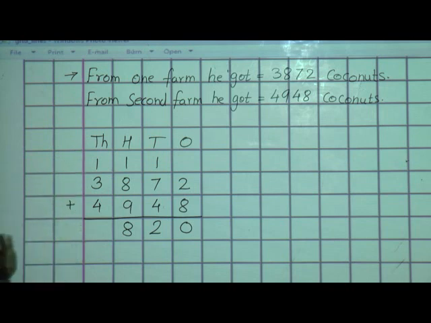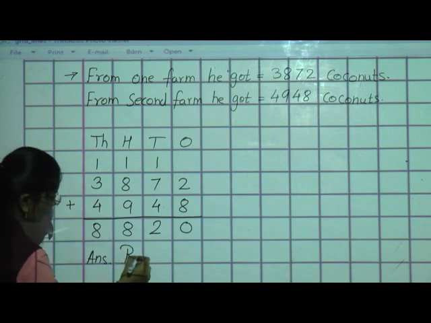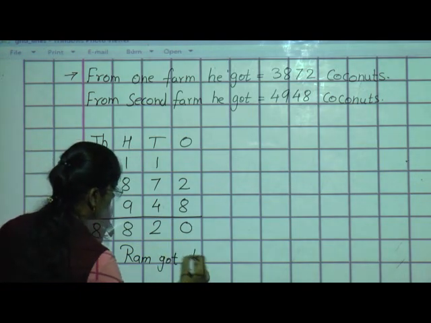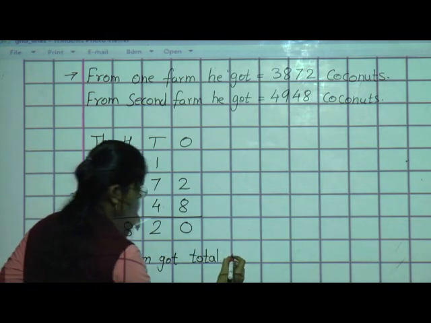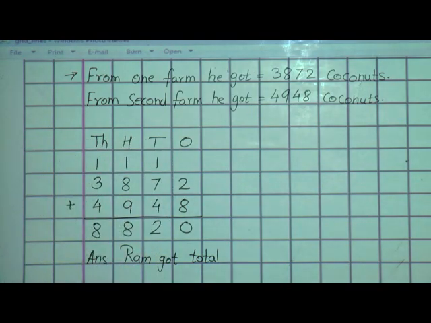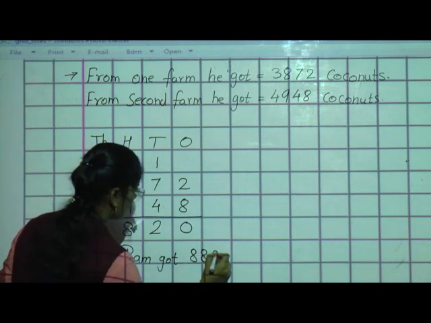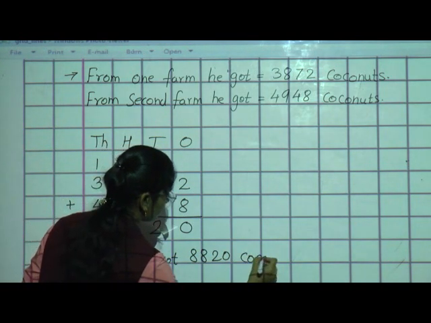Now see the thousands place. 1 plus 3, 4. 4 plus 4, 8. So the total number of coconuts, how many did he get? 8820. So we will write: Ramu got a total of 8820 coconuts.